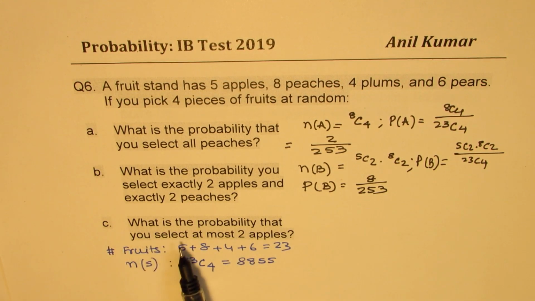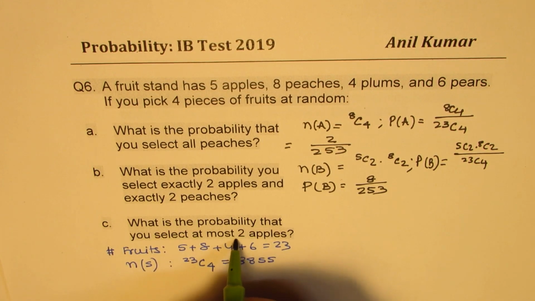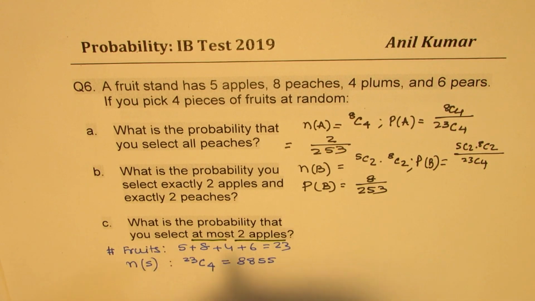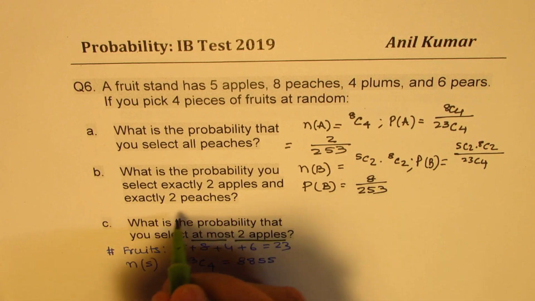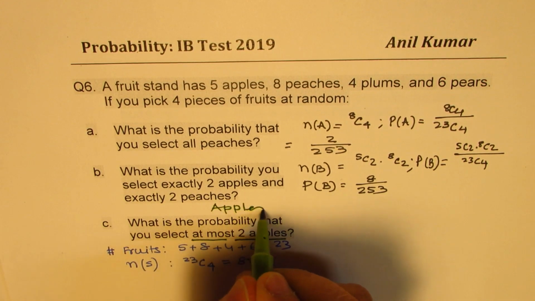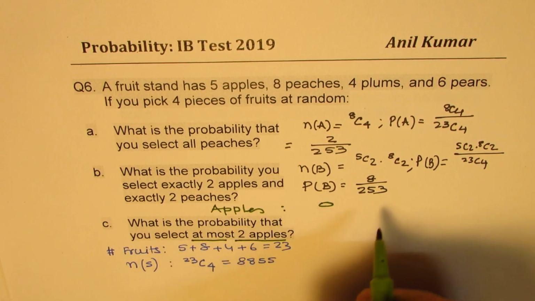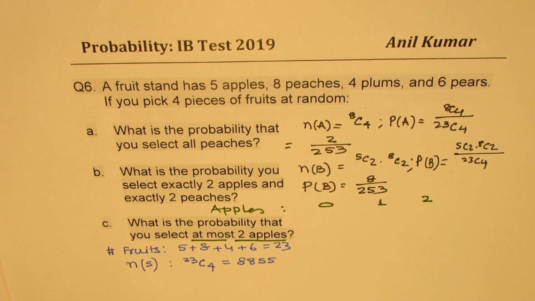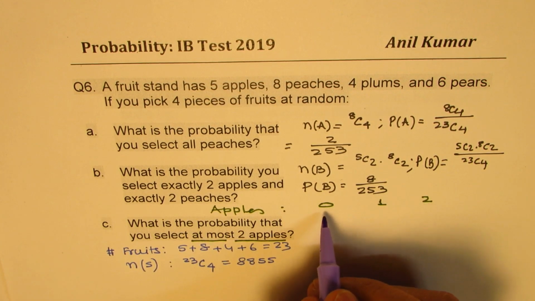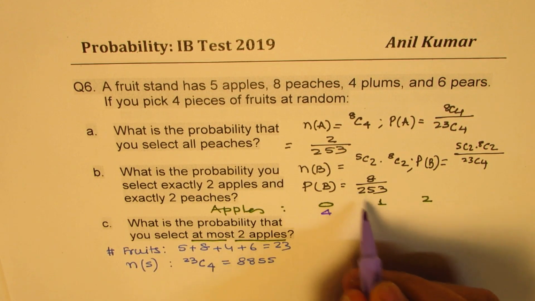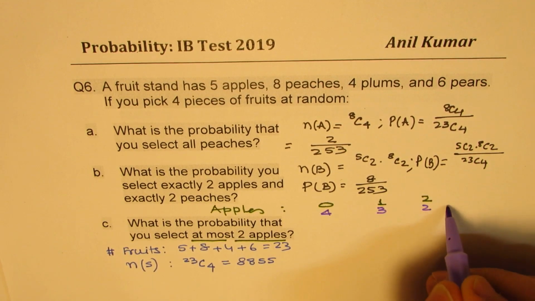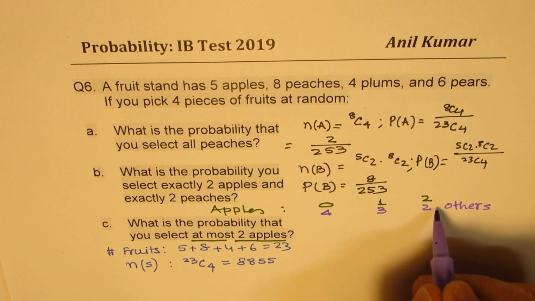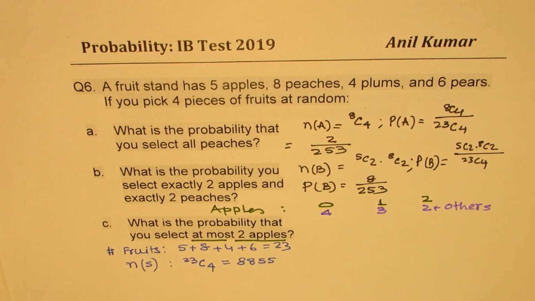What is the probability that you select at most 2 apples? Now that is tricky. So when we say at most, that means as far as apples are concerned, let's write down here, you could select 0, you could select 1 or 2. So that means at most, right? So others will be selected otherwise, right? So that means if out of 4, 0 apples means 4 others, 3 others and 2, these are others. Does it make sense? Correct? So that is a choice which you make.